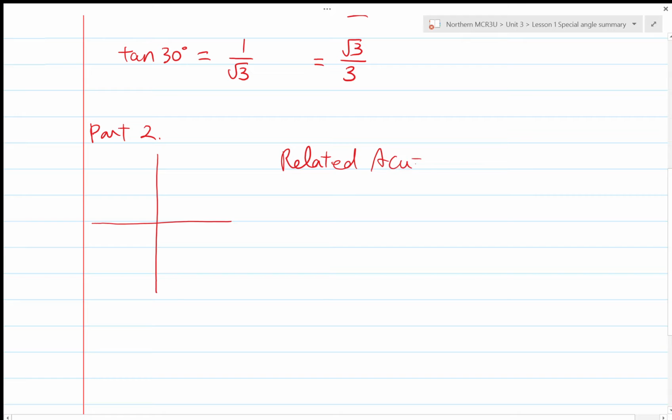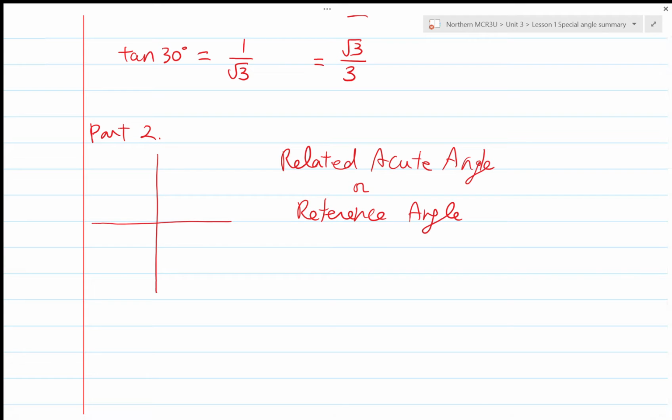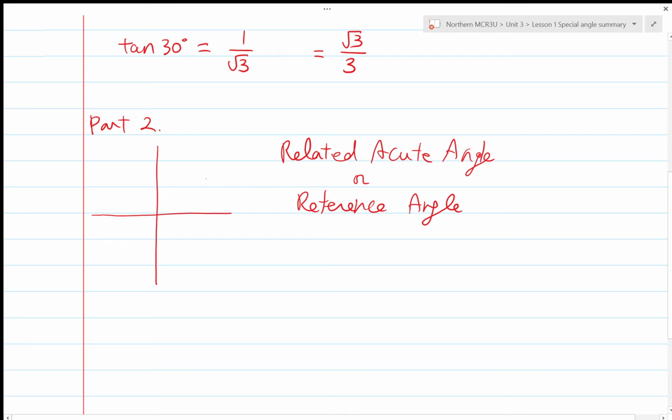acute angle, or I use reference angle. The textbook uses reference angle, but most of the time I use related acute angle. They're the same thing anyway. So the related acute angle or the reference angle is the angle between the terminal arm and your x-axis. So this is your, let's say, related acute angle or reference angle, or this could be your reference angle, depending on where your terminal arm is located.